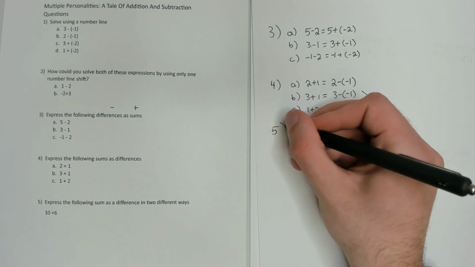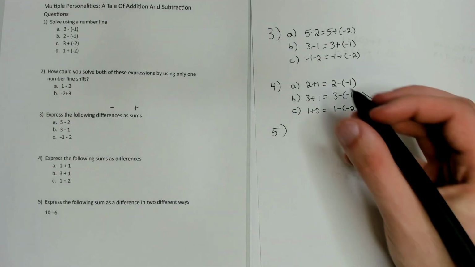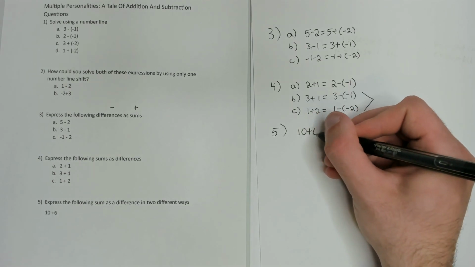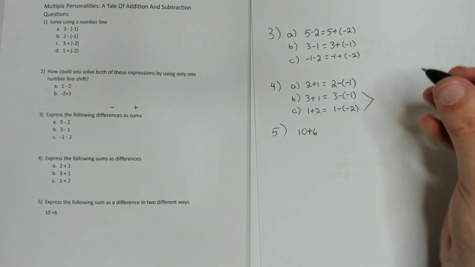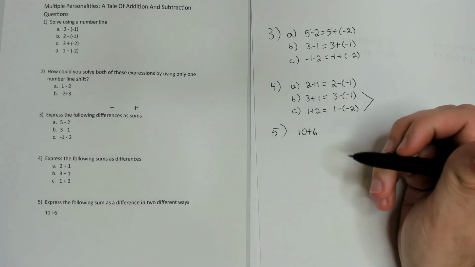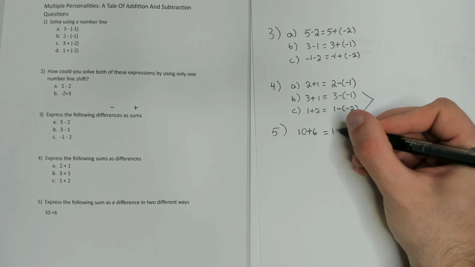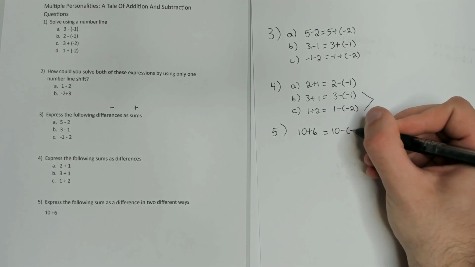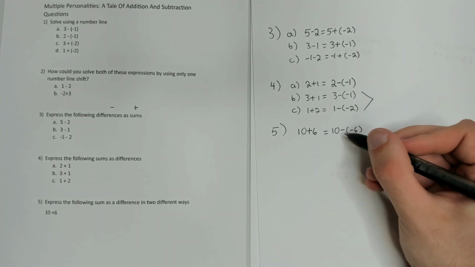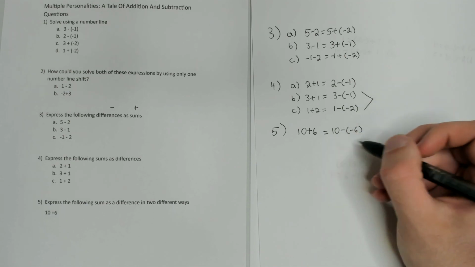All right. And lastly, we have express the following sum as a difference in 2 ways. So we have 10 plus 6 here. And it wants us to express it as a difference. So it's very similar to what we were doing in number 4, but it wants us to do it in 2 different ways. So one of them is just following what we did before. That's the same thing as 10 minus -6, right? Adding 6, that's going to the right. And subtracting a negative will take us to the right as well, so they're the same thing.